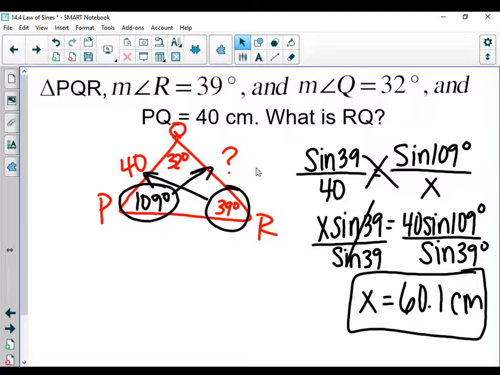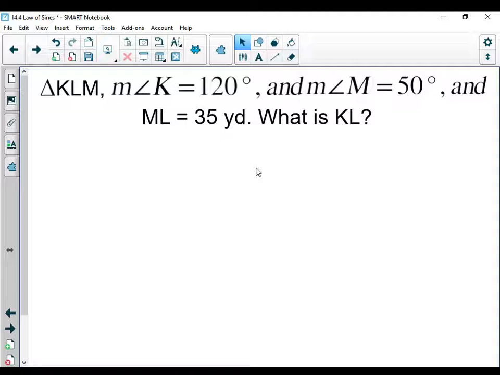Okay, and that's pretty much how a lot of these are going to run. I'm going to run through a bunch of these examples. Like I said, pause them and then try them on your own and come back and see if you got the correct answer.